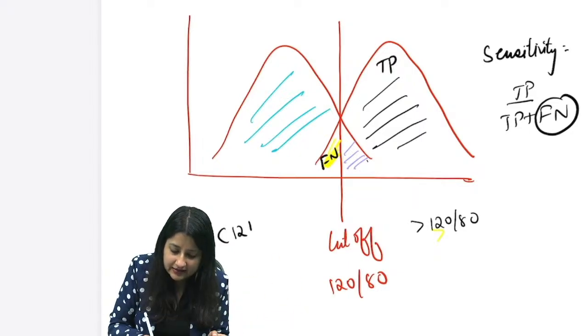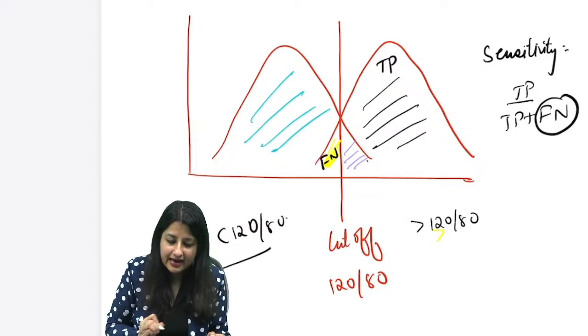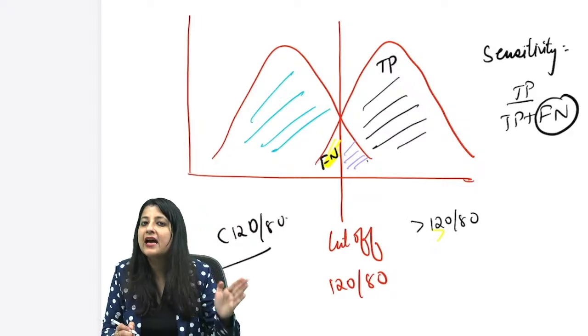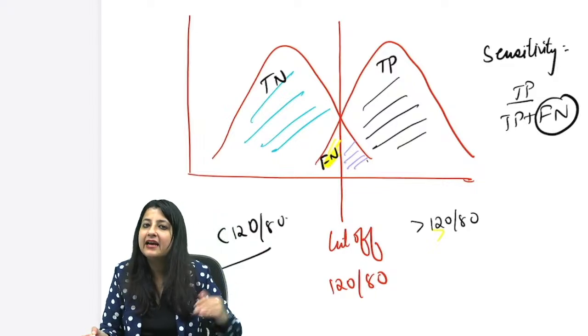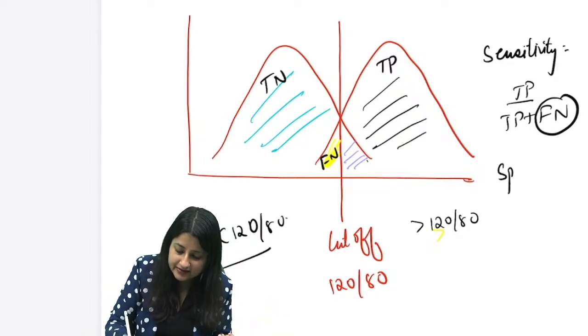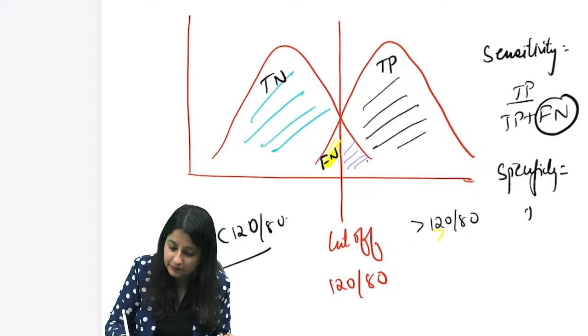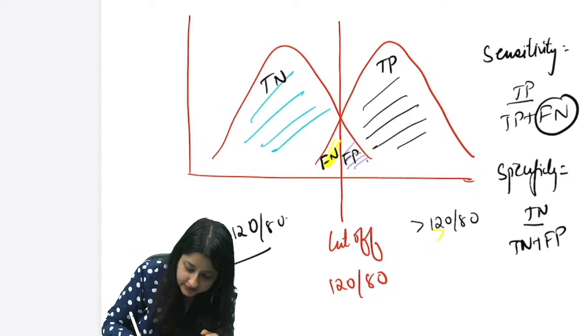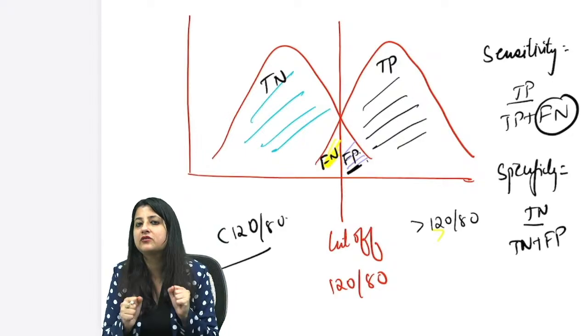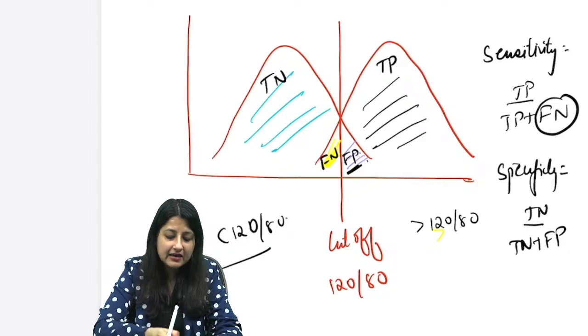Now, if anybody is less than 120/80, that is screening test negative. So what is this bigger area on the left side, guys? True negative. Now what is specificity? If you remember, specificity is nothing but true negative upon true negative plus false positive. So what is this false positive? The false positive is going to be on the positive side, but it's going to be a smaller area. Did you understand?